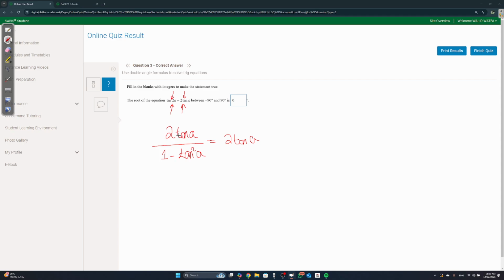You can cancel this 2 tan a with this 2 tan a. How do you do this? Remember, I always tell you guys, if you have an equation a over b is equal to c, you can swap these two and make it a over c is equal to b. This is just a trick to help you solve an equation.